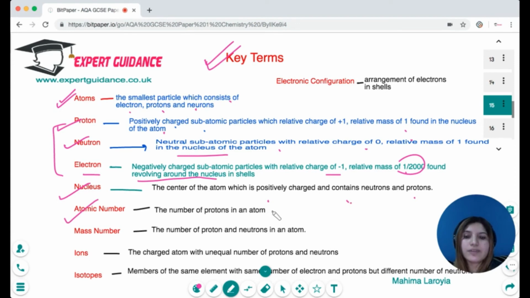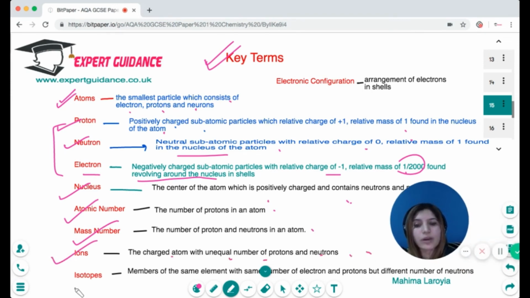Nucleus is the center of the atom with the positive charge, which contains neutrons and protons. Atomic number is the number of protons. Mass number is the number of protons and neutrons. Ions is a charged atom with unequal number of protons and electrons. What are isotopes? Members of the same element with similar number of electrons and protons but different number of neutrons. Electronic configuration is the arrangement of electrons in shells. Okay, so I hope all these key terms in this unit is clear to you.